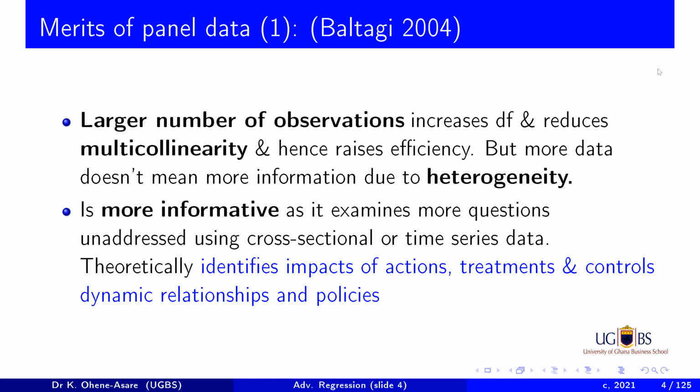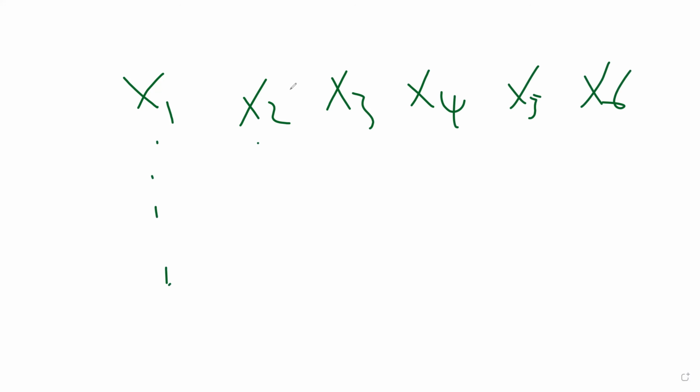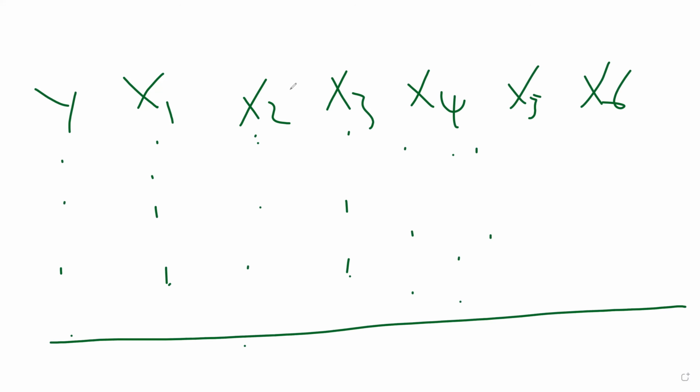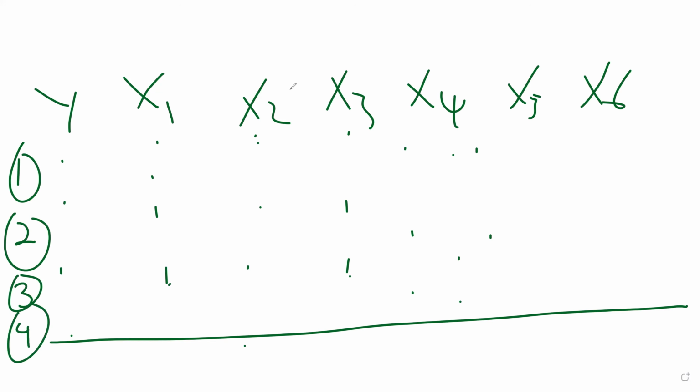Let me explain what I mean by the curse of dimensionality. Let's say you have variables x1, x2, x3, x4, x5, and x6. You have data on all of them. Of course, you have Y, the dependent variable. I'm speaking in terms of regression. But the number of observations: we have how many companies? We have company 1, company 2, company 3, and company 4. So how many variables do we have?